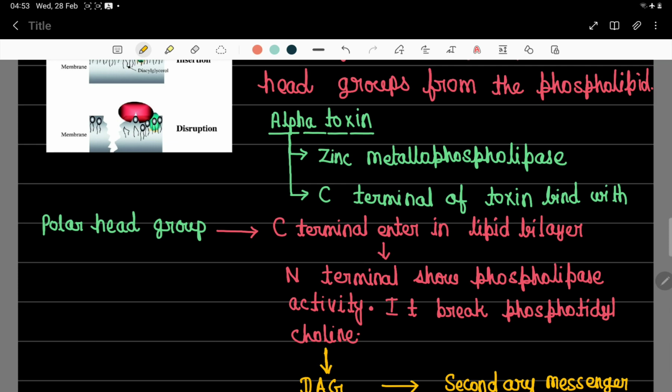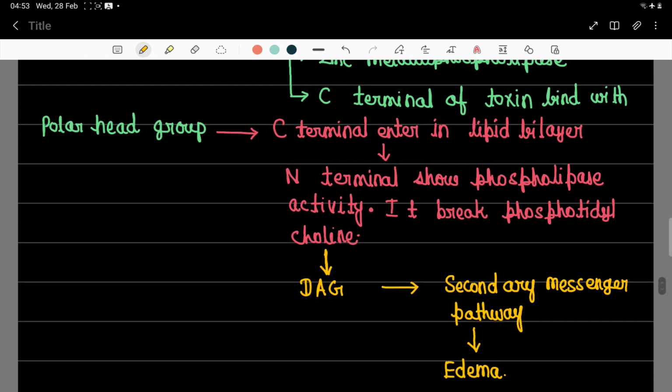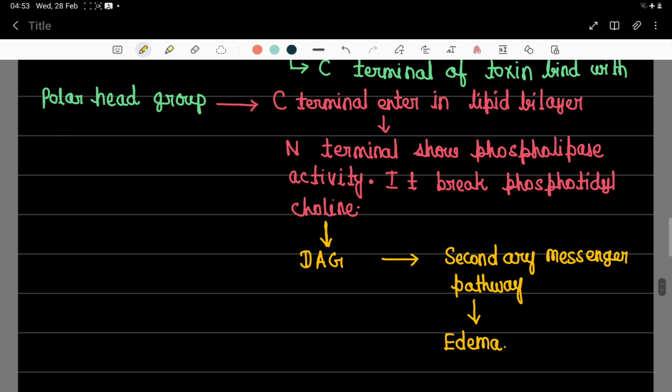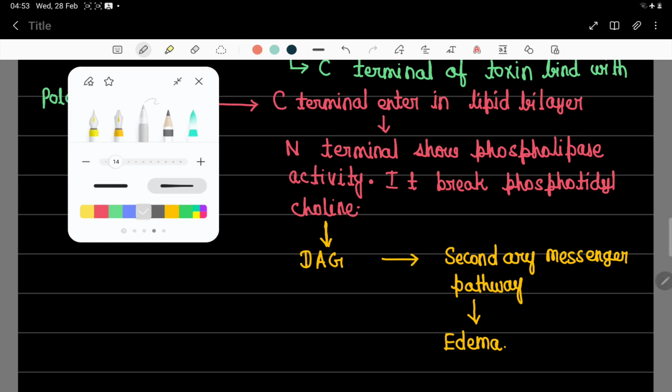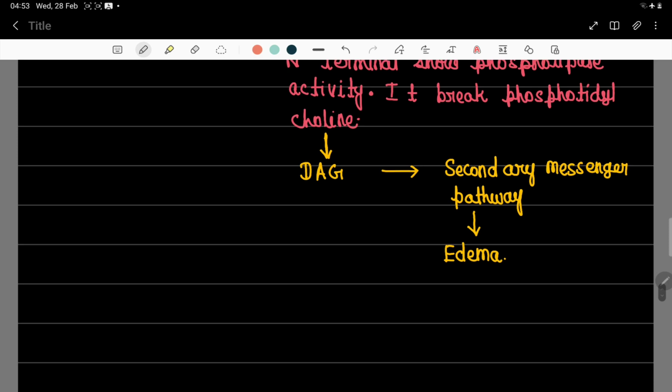So by their phospholipase C they break the cell membrane phosphatidylcholine, and when hydrolysis of phosphatidylcholine occurs, diacylglycerol activates. Diacylglycerol synthesis activates many secondary messenger pathways, and those secondary messenger pathways finally cause edema in that area. Why? Because vascular permeability of the blood vessels increases.